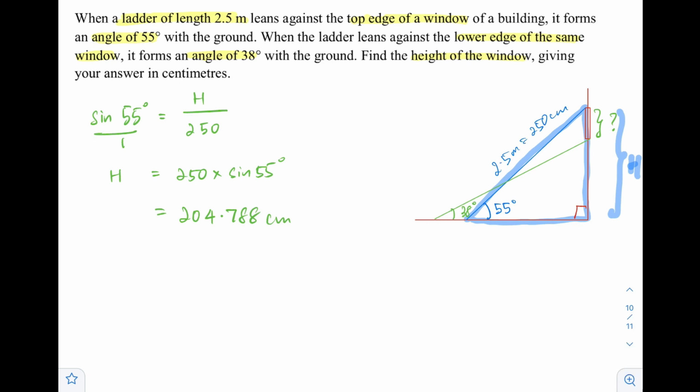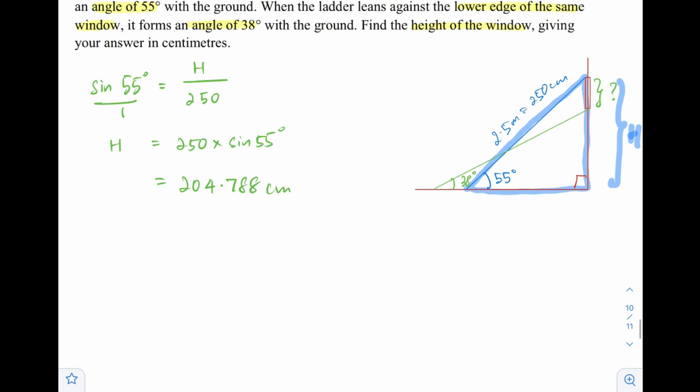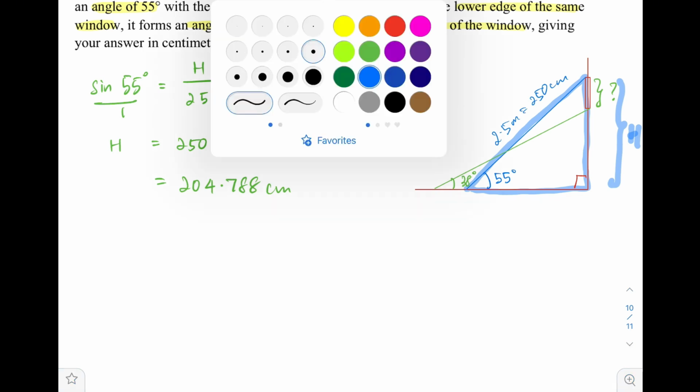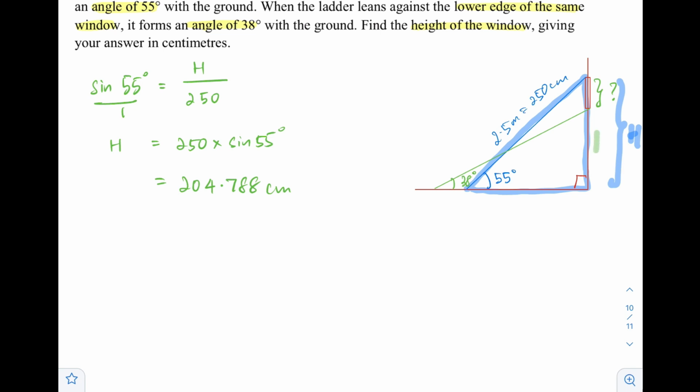I can just leave my answer like that because this is not the final answer. I need to find the height of the window, so I can just leave it as a working answer. In order to find the height of the window, I can now try to find this other height, which I will call small h. This height refers to the perpendicular height from the floor to the bottom of the window. Since my ladder is still the same ladder, the hypotenuse will still be 250 cm.